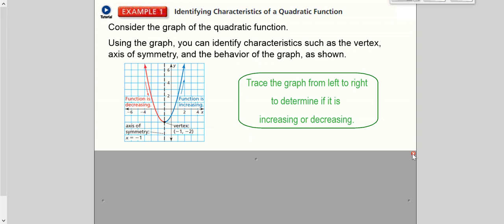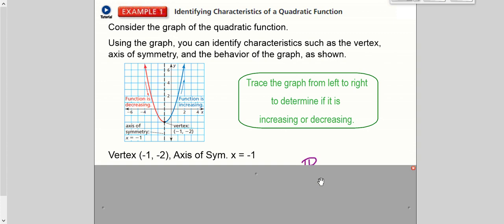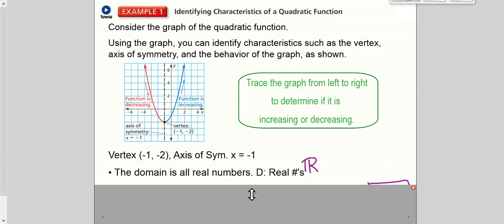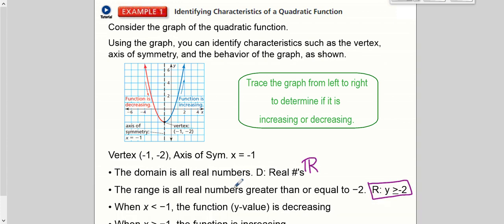Let's write out all that information. Vertex, (-1, -2). Axis of symmetry is always a line. You can't just say -1. You have to say x equals -1. The domain is what x values you need to create this graph. It's all real numbers. We can use this symbol, the R with the extra line in it, to show all real numbers.